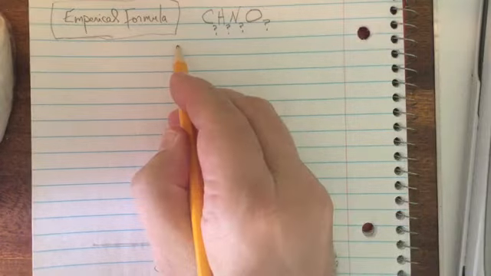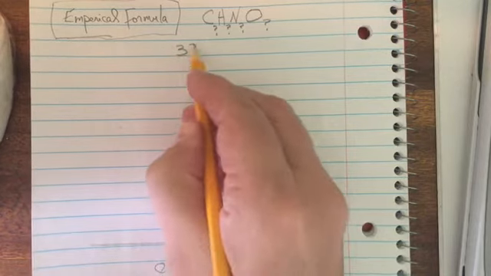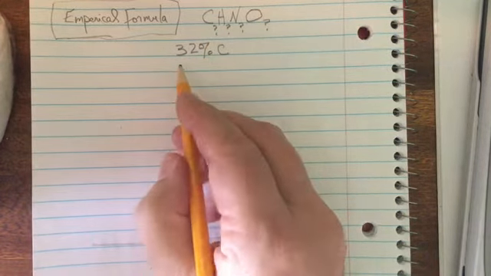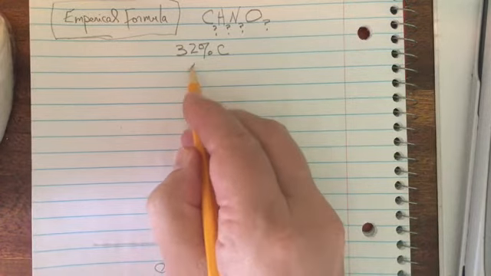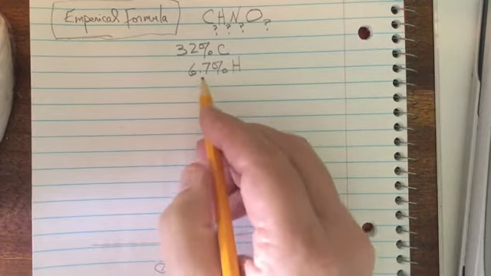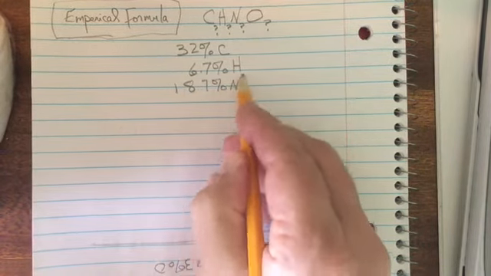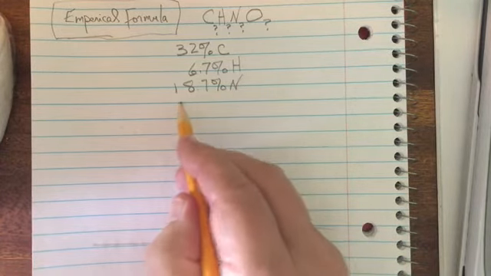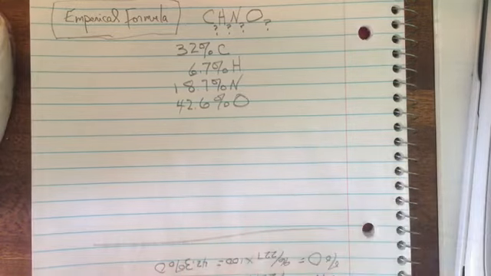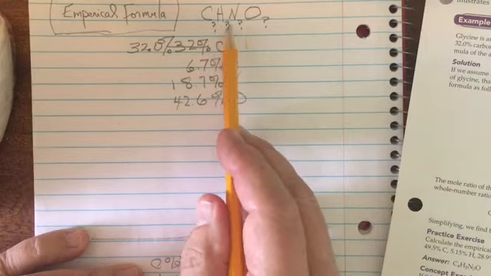So we're given this information. We are given that it's 32.0% carbon, 6.7% hydrogen, 18.7% nitrogen, and of course all the rest up to 100%, 42.6% oxygen. What we want to do is to find the numbers to replace these question marks here.